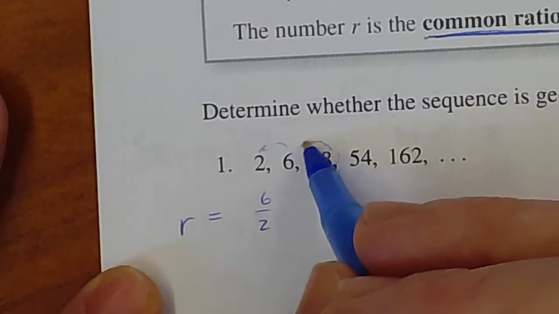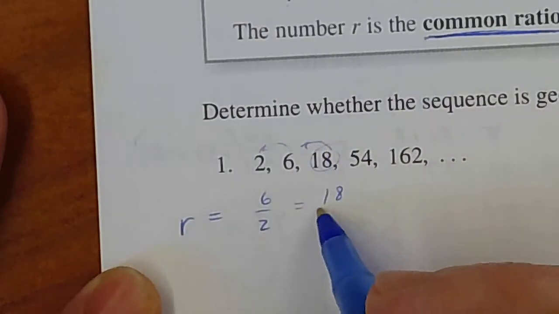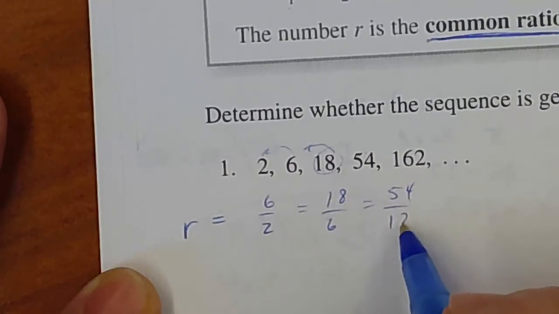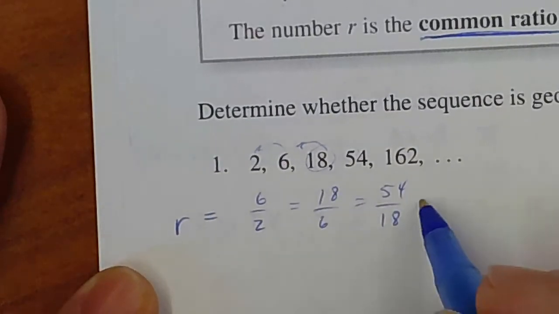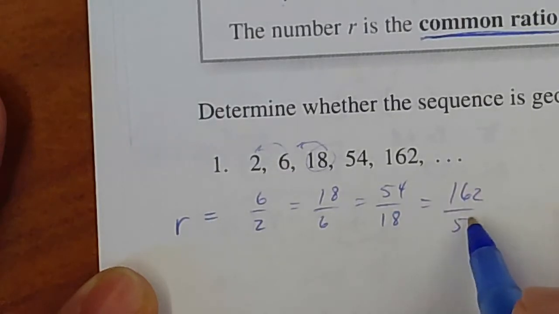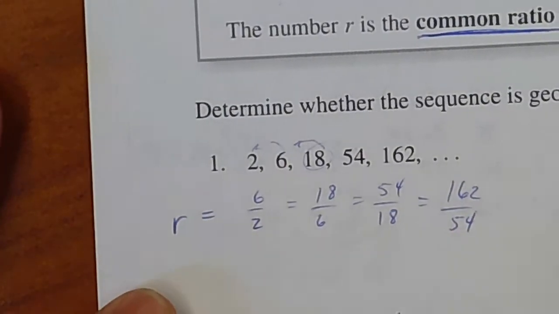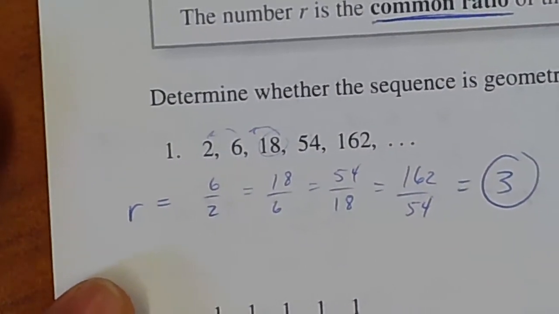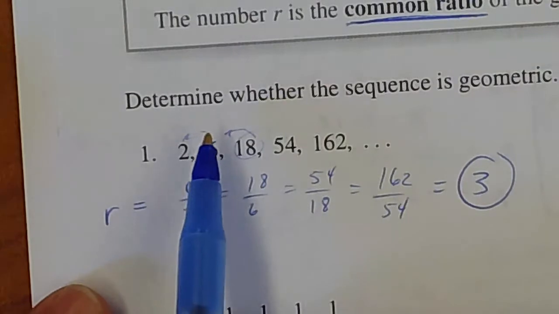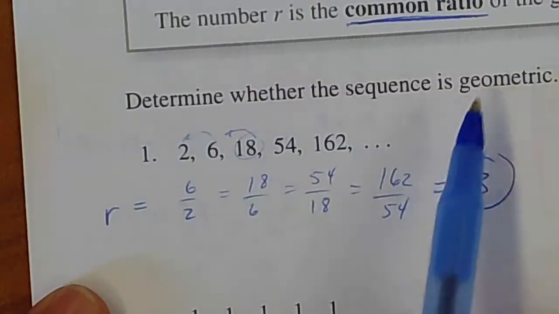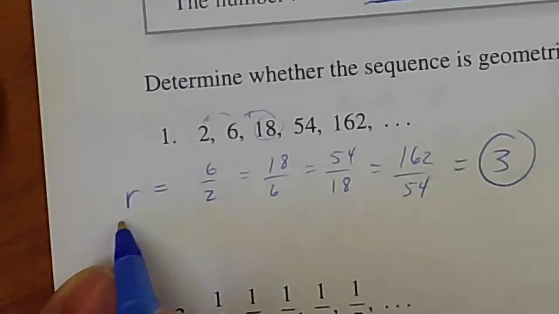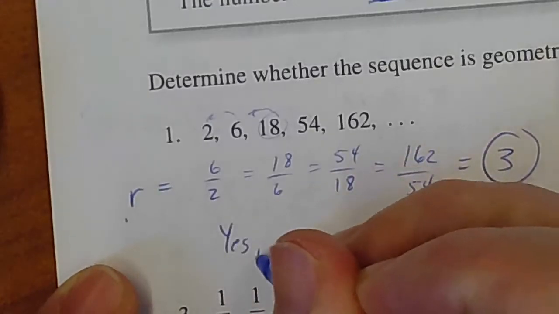Take 18 divided by 6. Does this work out? Does 54 divided by 18 equal the same thing? Yes, all of these are equal to 3. 162 over 54. It's not something you really have to show a lot in your work. I'm just demonstrating how we find the common ratio. So the question is, determine whether it's geometric. If the common ratio exists, we call it geometric, and if so, find the common ratio. So r equals 3, and yes, geometric.